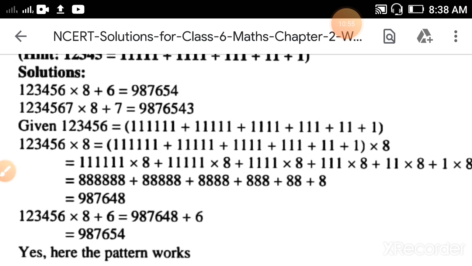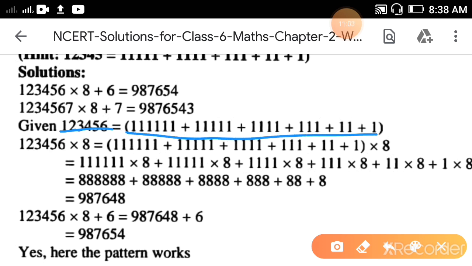Next, the hint is given: 1, 2, 3, 4, 5, 6 is equal to this sum. Then you have to check whether this pattern is verified or not. Here 6 digits are given, so you have to start from the 6 digits. 6 times 1, then 5 times 1, 4 times, 3 times, 2 times and 1 times. You have to add. This is multiplied by 8.